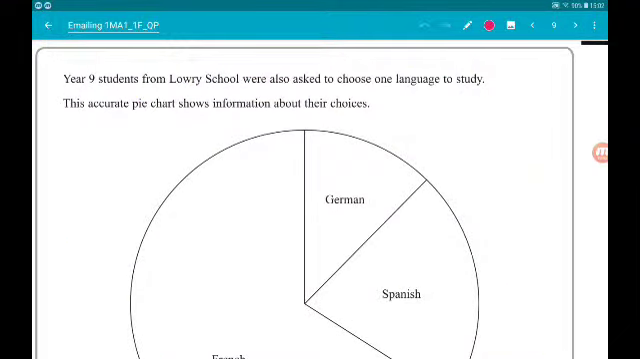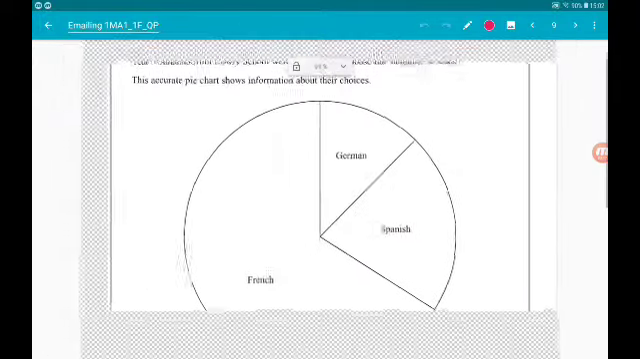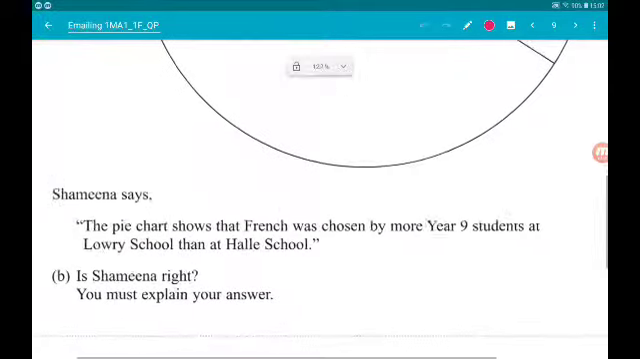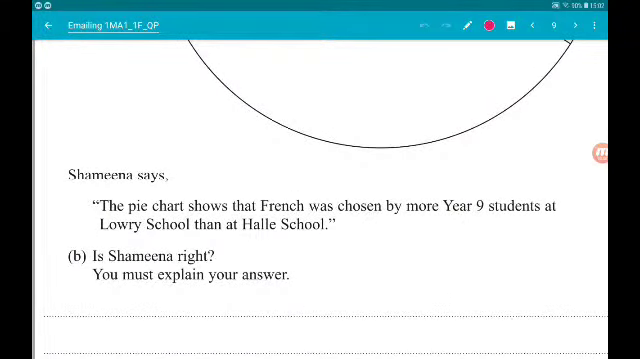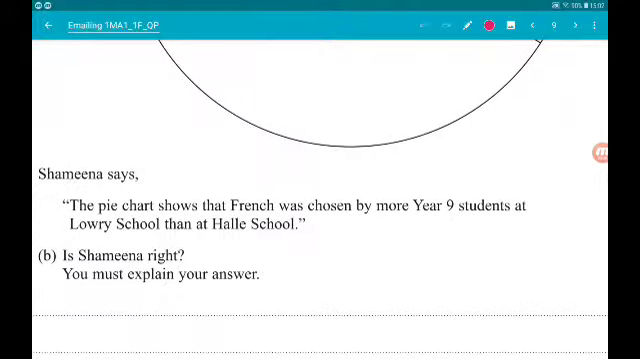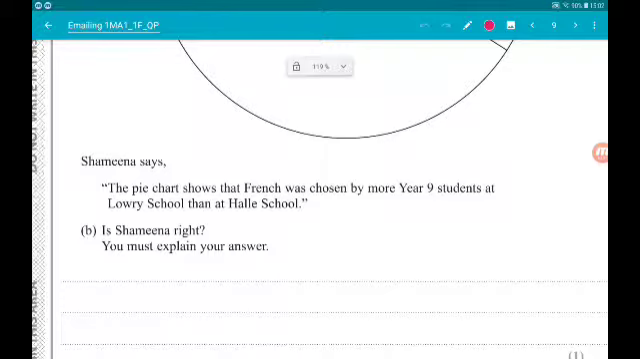Okay, then for part B, Year 9 students at Lowry School were also asked to choose a language to study. The accurate pie chart shows their results. Shamina says the pie chart shows that French was chosen by more Year 9 students at Lowry School than at Halley School. Is she right? You must explain your answer.